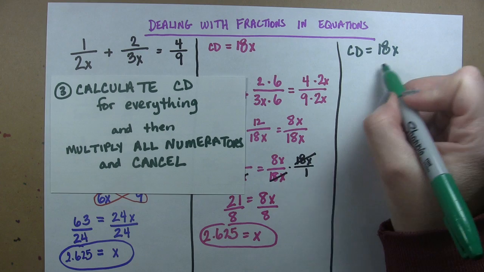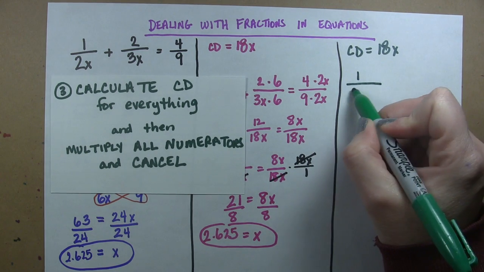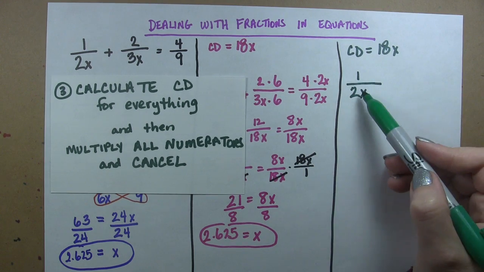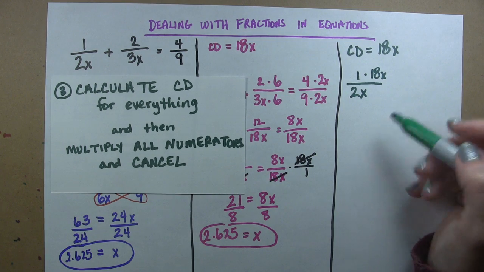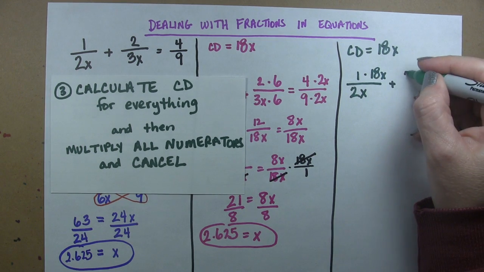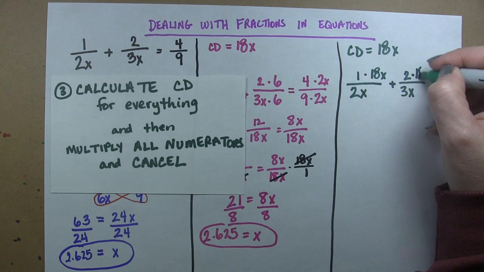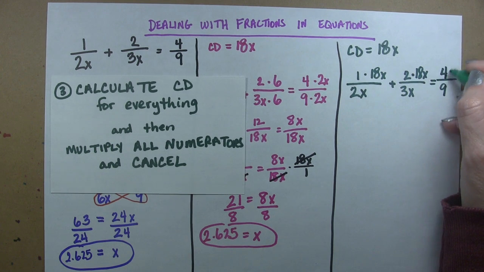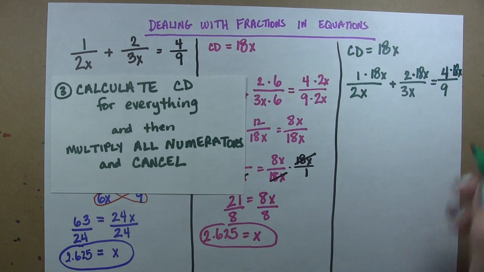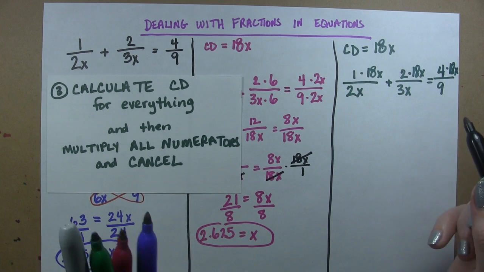So we won't have to make our fractions look like that. So we have 1 over 2x. We just multiply just the numerator by 18x. And then we have 2 over 3x, and we multiply just the numerator by 18x. And that equals 4 over 9, and we multiply just the numerator by 18x. Now, this might seem weird to you, but it's actually pretty cool the way it works, because now we can start simplifying things.